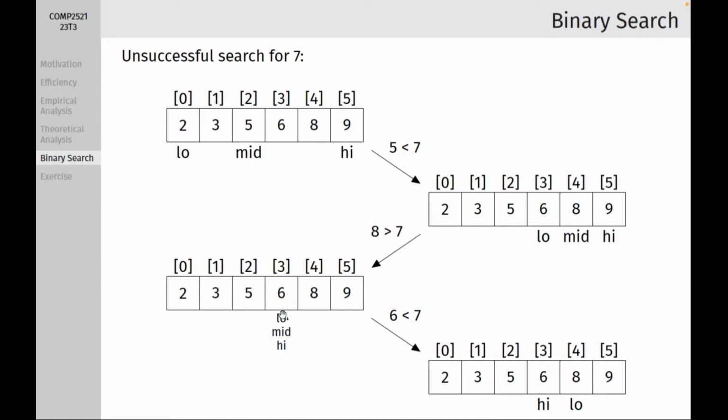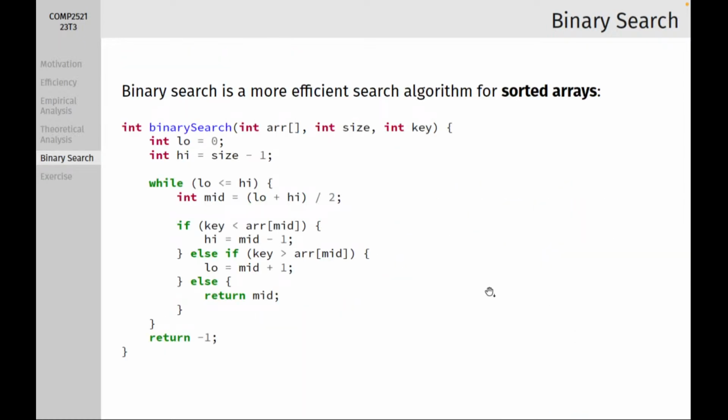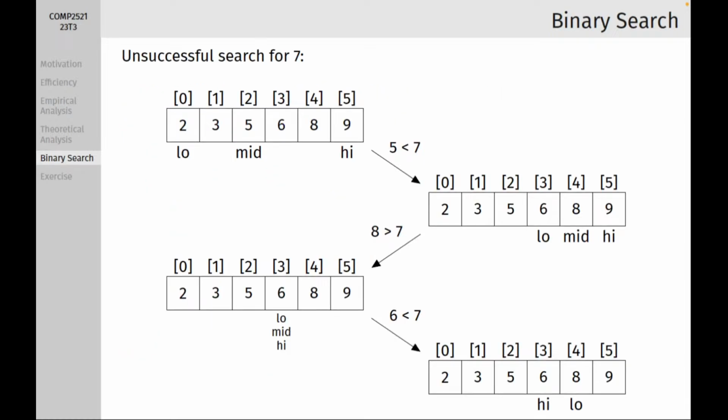And now low, mid, and high are the same again. So we compare 7 with 6, and 7 is greater than 6. So we adjust low so that it's mid plus 1. But now low and high have crossed over, so we've run out of elements. And the while loop condition that I showed you before becomes false, because low is no longer less than or equal to high.